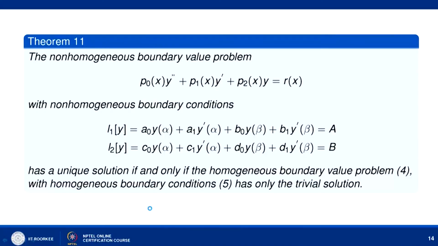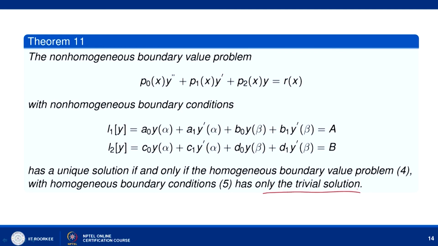So we have seen that in a homogeneous boundary value problem, we have either a trivial solution or a non-trivial solution, infinitely many non-trivial solutions. Now let us look at the non-homogeneous boundary value problem with non-homogeneous boundary conditions. The non-homogeneous boundary value problem is p0(x) y'' + p1(x) y' + p2(x) y = R(x), and the non-homogeneous boundary conditions are given as L1 y = A and L2 y = B. This has a unique solution if and only if the homogeneous boundary value problem with homogeneous boundary conditions has only the trivial solution.